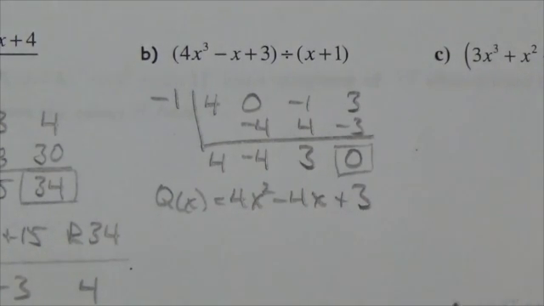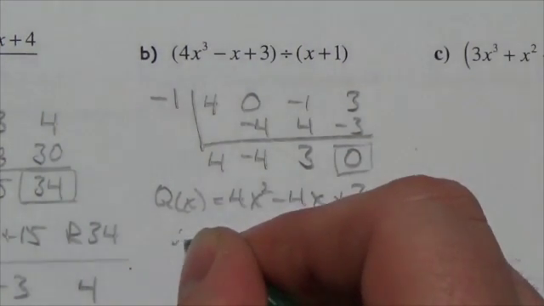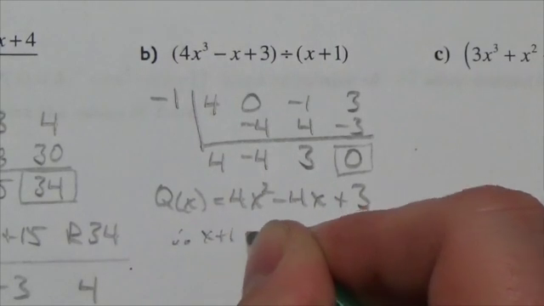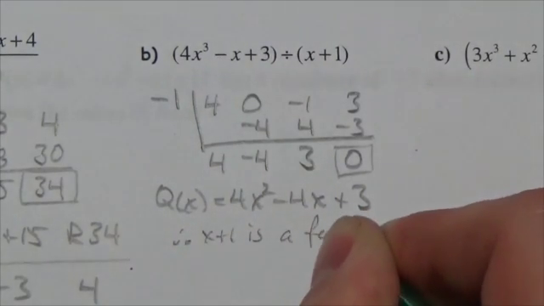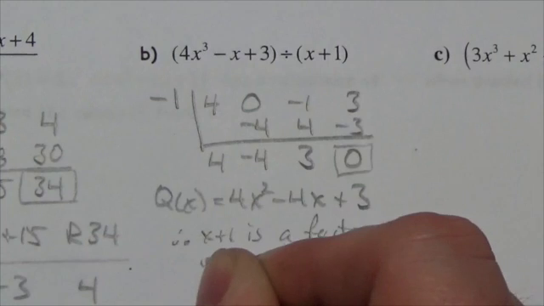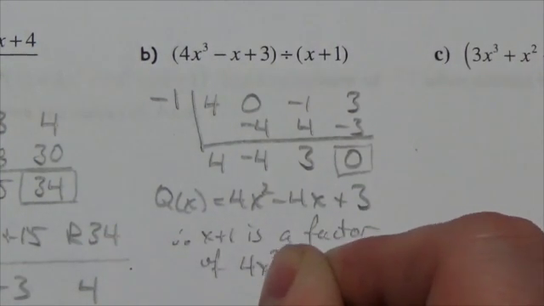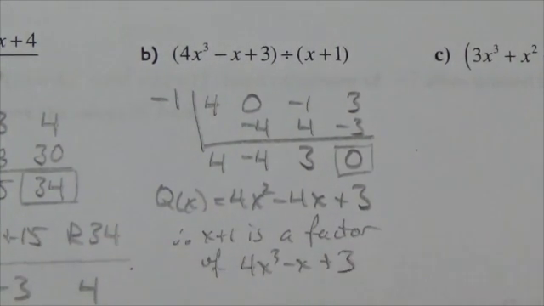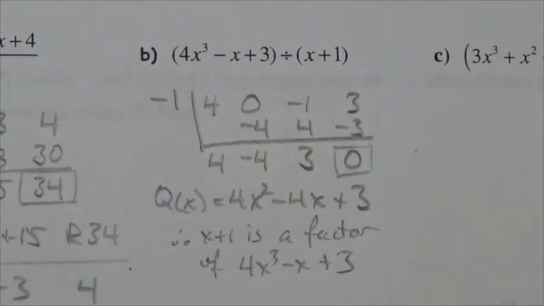Let's just think about that. What does that mean? If the remainder is 0, this means that x plus 1 is a factor of 4x cubed minus x plus 3. Yeah, it's a perfect factor.